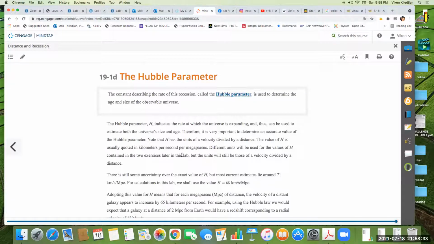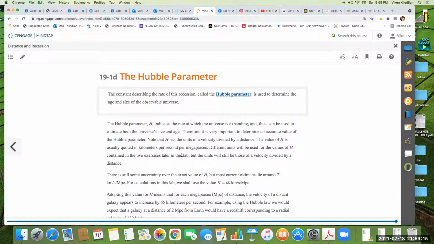So the constant describing the rate of this recession is called the Hubble parameter. It's used to determine the age and the size of the observable universe. So the Hubble parameter, which often is also called Hubble constant, is used to determine so many things, like the distances of galaxies from us. It can be used to determine the size of the observable universe and even the age of the universe. The Hubble parameter h indicates the rate at which the universe is expanding, and thus can be used to estimate both the universe's size and age. Therefore, it is very important to determine an accurate value of the Hubble parameter.